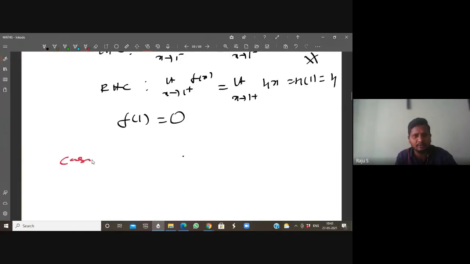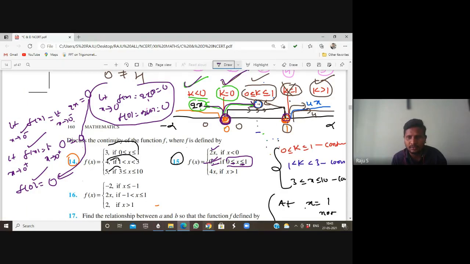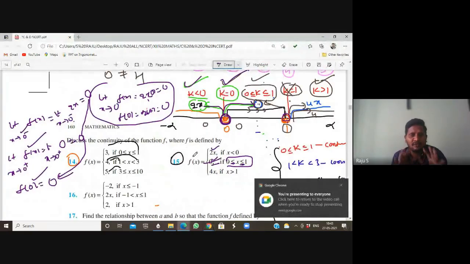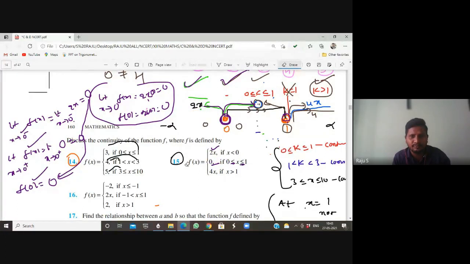Then case 5, that is k is greater than 1. Greater than 1, only one function is given, 4x. Now same, LHS, RHS, not LHL, RHL. Left hand side, right hand side, first formula. Clear, students? If you understood this concept regarding continuity, even OBT questions also become easy.